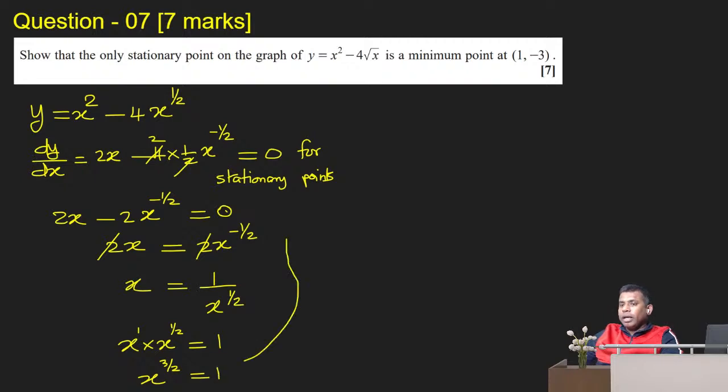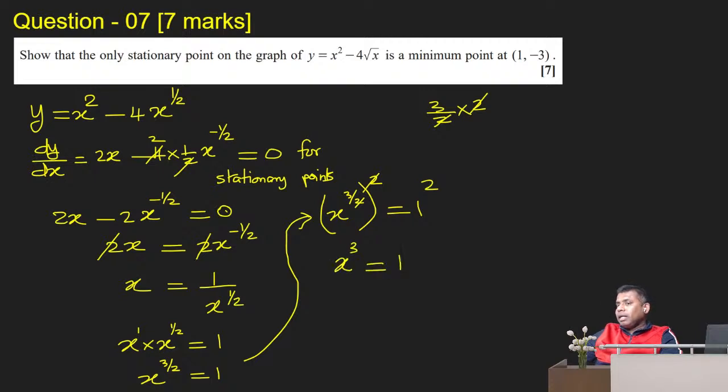So I'm going to continue my working out here. I am going to square both sides. So x to the power 3 over 2, if I square this side, also 1 squared. When I am doing the square, the 2 and 2 cancel. Why? 3 over 2 times 2, the 2 and 2 cancel. So x cubed equals 1. Then cube root both sides. So x equals the cube root of 1.